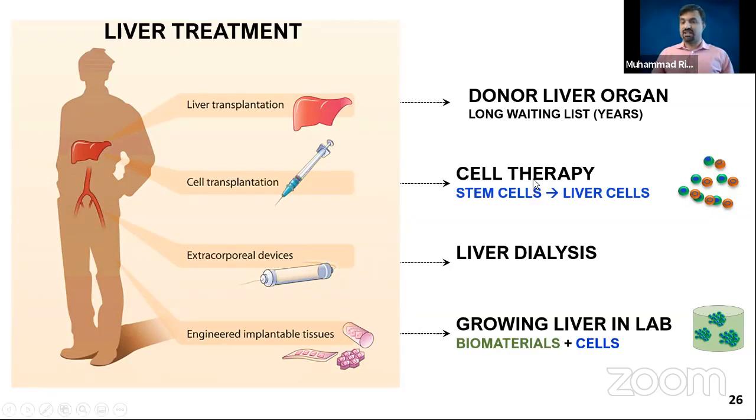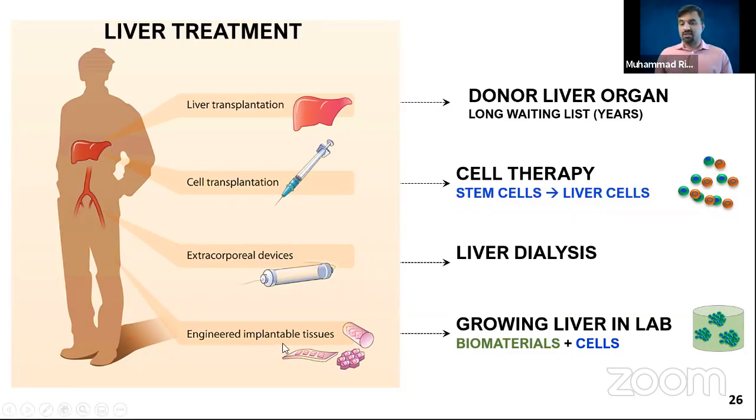The other option is cell therapy. We can have stem cells that can be converted to liver cells, and then these cells can be transplanted or injected into the liver to hopefully regrow the liver and restore its functions. The third option is liver dialysis. Just like kidney dialysis, we can have these devices that can filter or purify the blood.